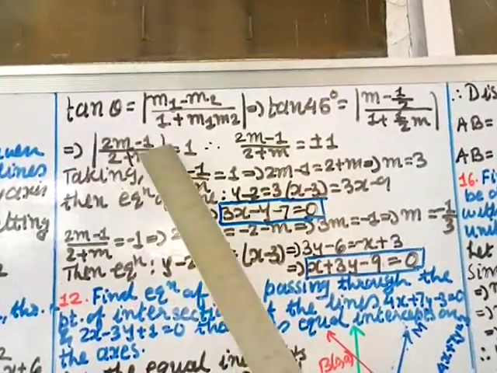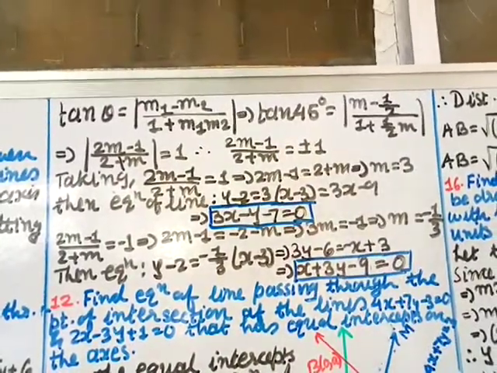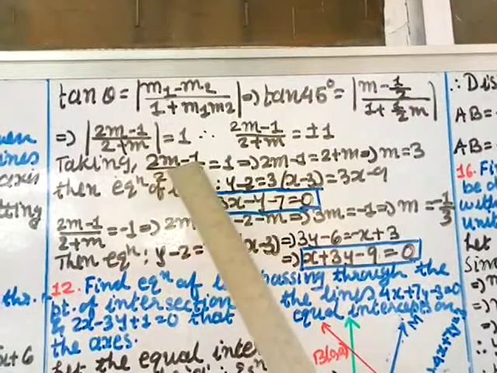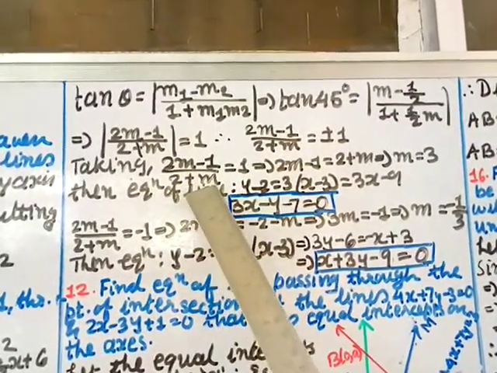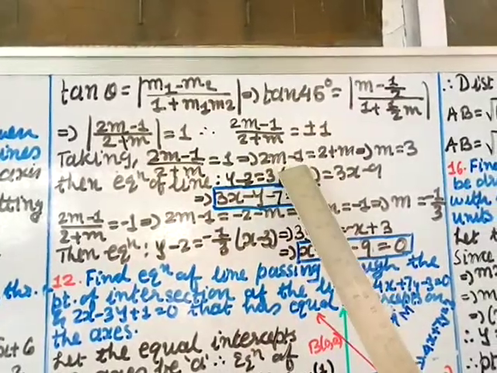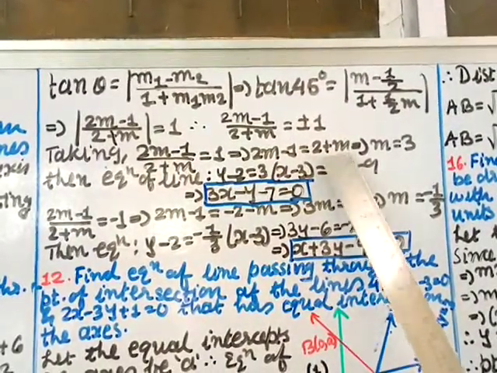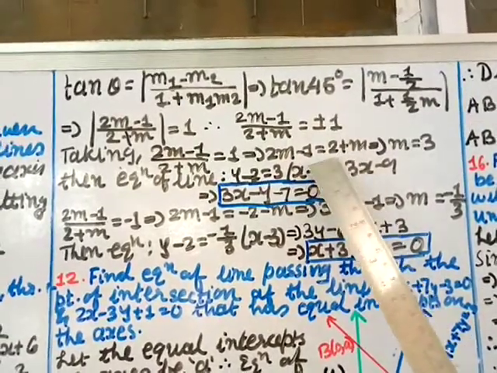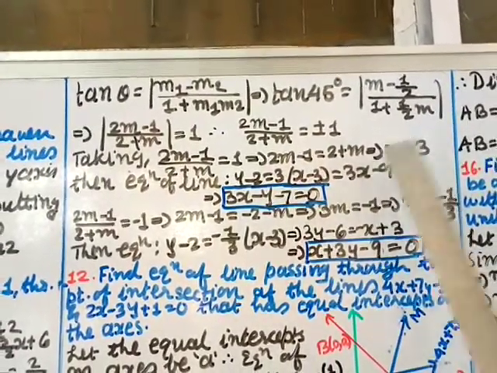Now first you take plus 1, second time you take minus 1, because modulus is there. So when you take plus 1, 2m minus 1 divided by 2 plus m equal to 1. Transfer this and multiply with 1. So you get 2m minus 1 equal to 2 plus m. Transfer m, so 2m minus m gives you m. Transfer minus 1 here, so 2 plus 1 gives you 3. So the m value is 3.